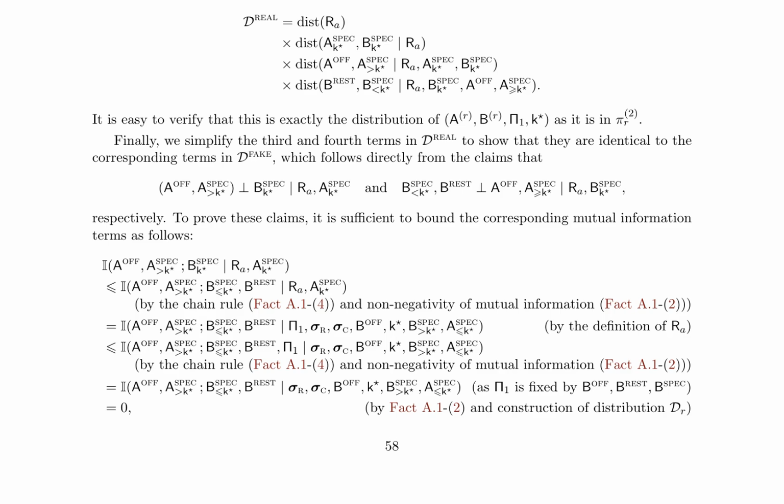The authors show that the two distributions only differ in the way that the input, A star operator, B star operator, is sampled. By bounding the mutual information terms, they prove that the corresponding terms in D real are identical to those in D fake. The construction of the protocol pi R-1 and the comparison of the distributions D fake and D real establish the guarantees of the protocol, showing that pi R-1 is a valid R-1 round protocol for AHMR-1 with similar guarantees to pi 2 R.